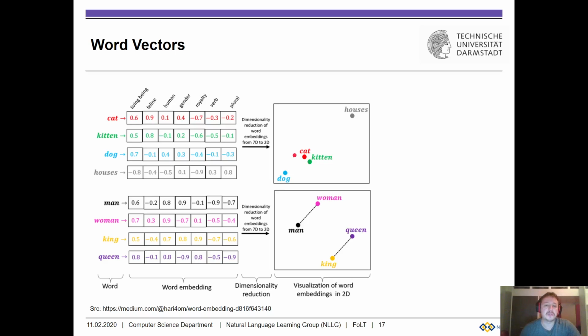And then what we would see in this example case here could be that intuitively similar words such as cat and kitten are close to each other, and they are further apart from a word that is intuitively more dissimilar, such as dog, and even more dissimilar from other random nouns, such as the word houses.